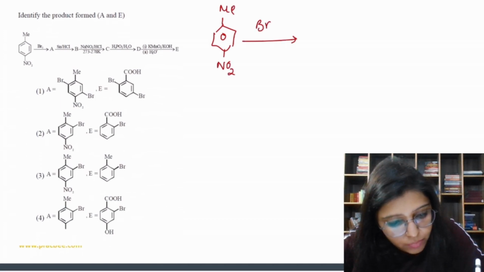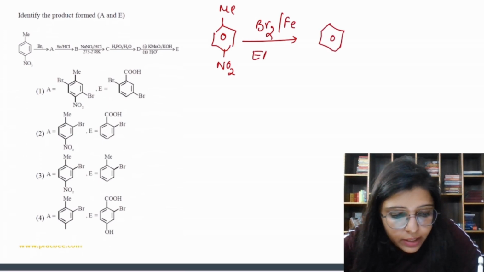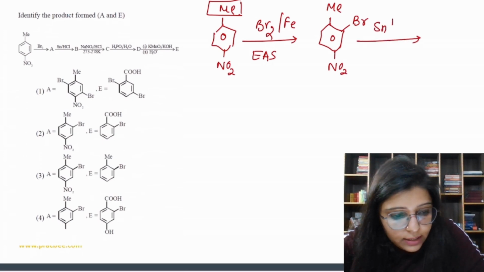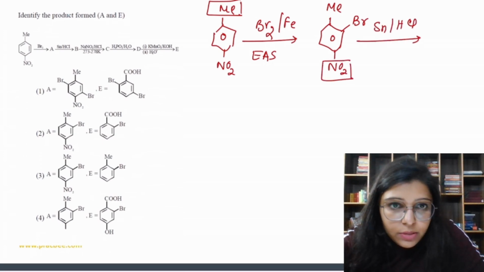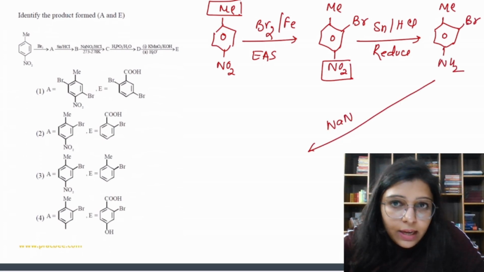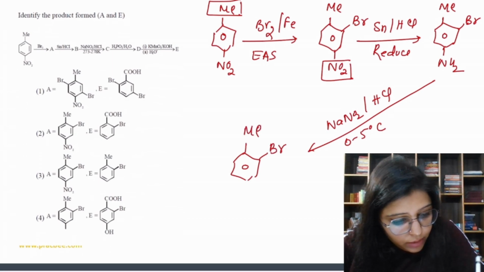First is the Br2. Br2 obviously it should be given, कि Fp है. So we have to do electrophilic aromatic substitution but with respect to the methyl group. So here we put Br. Okay बच्चे. Now Sn/HCl. तो Sn/HCl is used to reduce the NO2 group to the NH2 group. Okay, NH2 group. Then we have NaNO2 HCl at 0 to 5 degrees Celsius. So we get benzene diazonium chloride. We get N2+ Cl-.